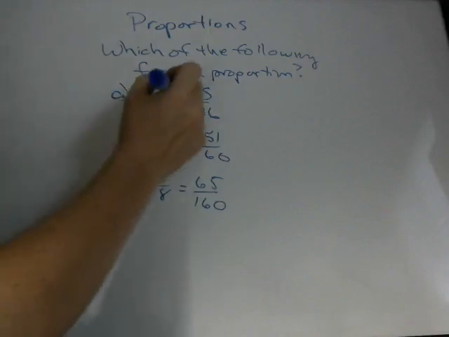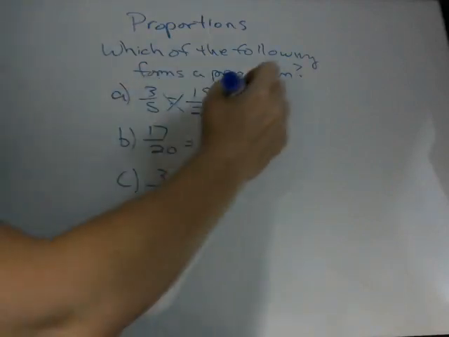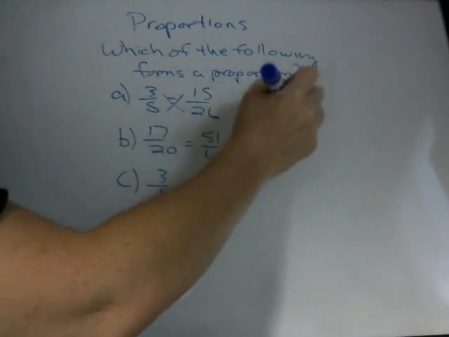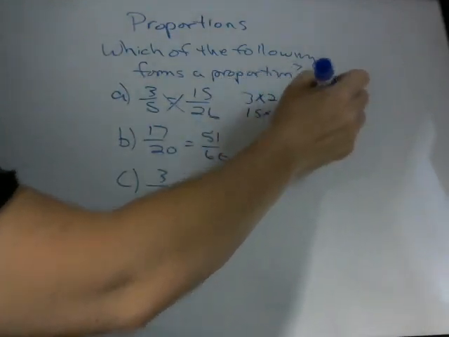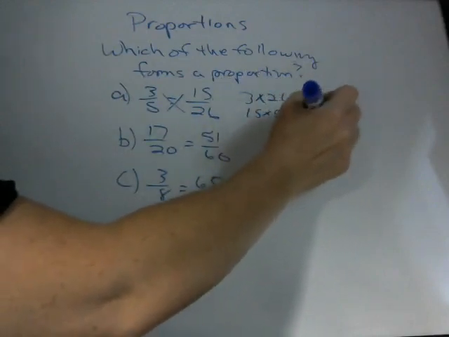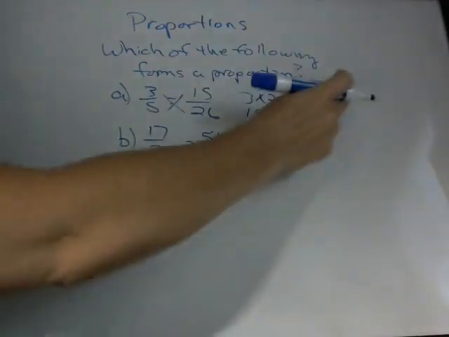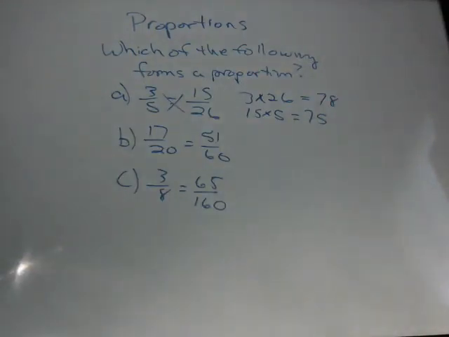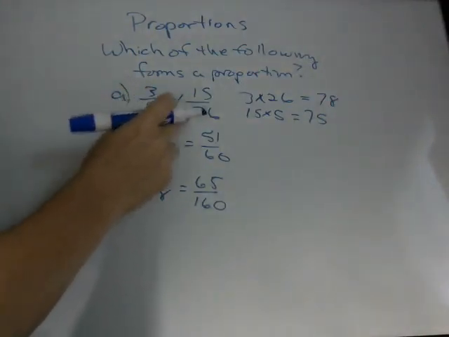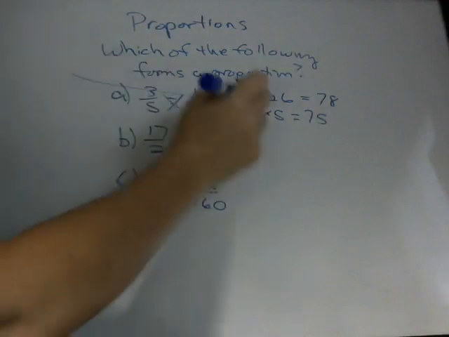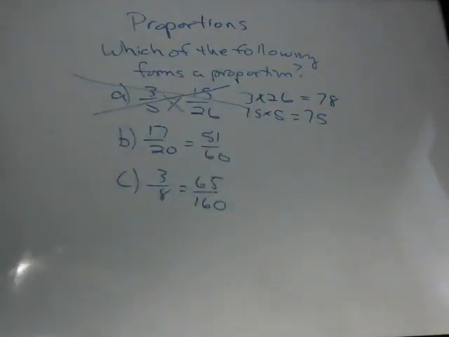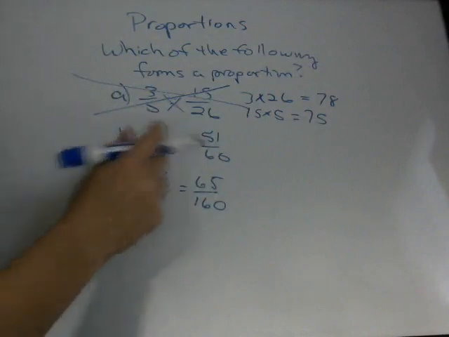The other way to do it is by cross multiplication. So we have 3 times 26 and 15 times 5. Well, 3 times 26 is 78. 15 times 5 is 75. Well, 78 and 75 are not equal, so this is not true. 3/5 does not equal 15/26, so this does not form a proportion, because in a proportion they have to be equal.